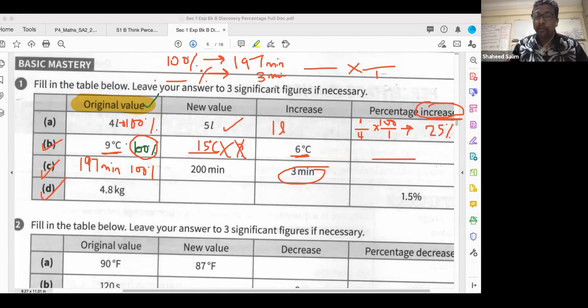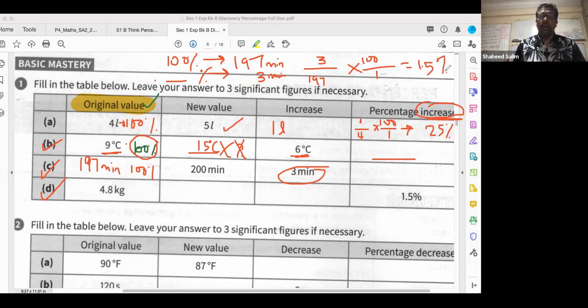What do you want to find? You want to find the 3 minutes, how many percent? Write the 3 on top. And then 100 and 197 is down here. But do you write 100% here or at 197? Look at the top number. The top number is in minutes, so the bottom must be in minutes. So it's 197. Down here is 100. And then you will get the answer 1.5222. Just put 1.5.